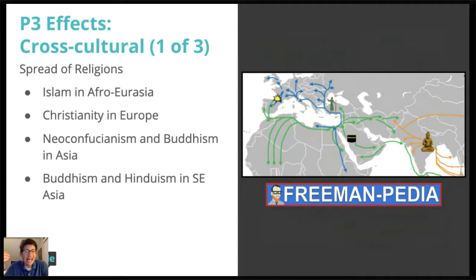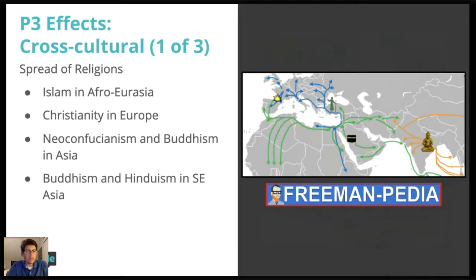In Asia, we see the continued spread of Buddhism and Hinduism. We also see, from China to Southeast Asia to Korea and Japan, the spread of Neo-Confucianism, which it's tough to call a religion, but it's certainly a kind of cultural marker that spreads, right? It is a philosophy that spreads along trade networks, particularly those between China and its neighbors.